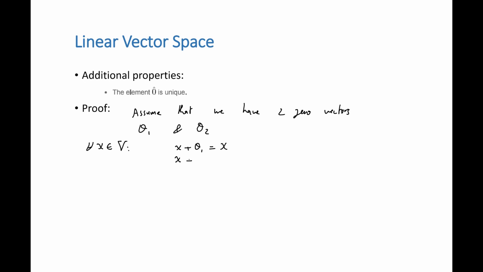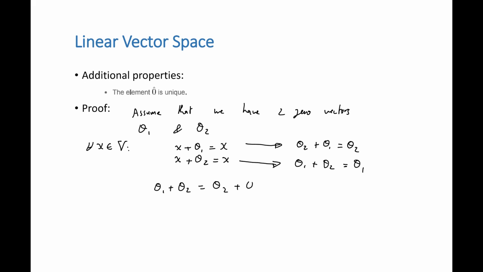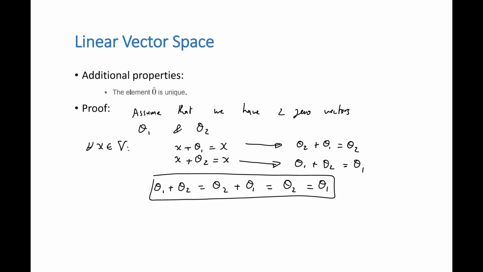And we have x plus theta 2 is also equal to x. Now we are going to substitute theta 2 in the first equation. So we have theta 2 plus theta 1 is equal to theta 2. And we're going to substitute theta 1 in the second equation. Theta 1 plus theta 2 is equal to theta 1. And we're going to use the first axiom, which states that theta 1 plus theta 2 is equal to theta 2 plus theta 1, which means that theta 2 is equal to theta 1. And so the zero vector is unique.